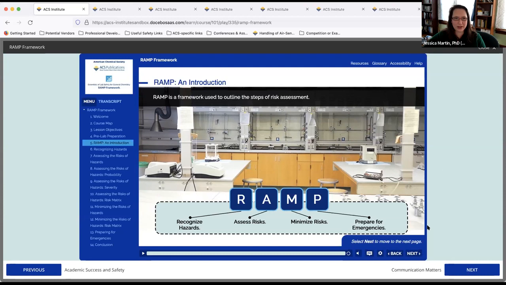Now, the basis of this course is the RAMP model, developed over time by the dedicated expert membership of the American Chemical Society. RAMP is an approach to considering lab safety from a risk-based perspective. RAMP stands for Recognize Hazards, Assess the Risks of those hazards, Minimize the Risks, and Prepare for Emergencies. Learners are introduced to the basics of risk-based thinking throughout the lessons of this course.